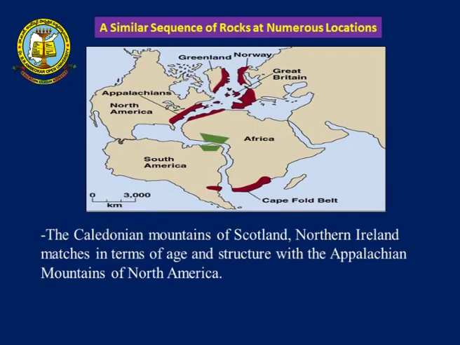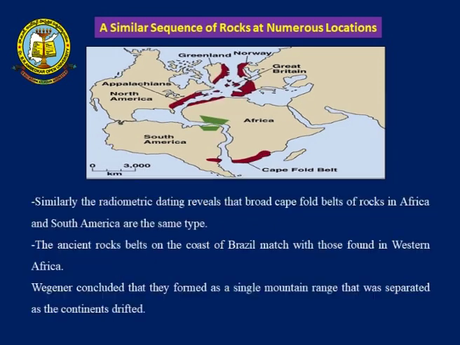Then the next evidence was the rock formations at numerous locations, that is Caledonian rock formations found in Northern Ireland and Scotland, which in terms of age structure were matching with the Appalachians of the North America regions over there. Then he also found that Cape Fold Belt mountains found in Africa and South America matched with the age of that particular era of that period.